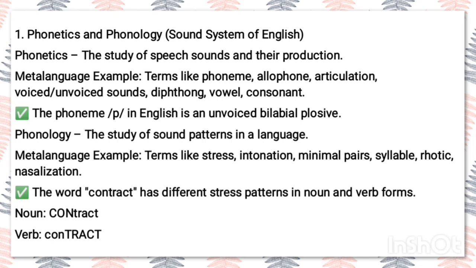Next one is phonology. In phonology, we focus on patterns in sound. We talk about stress, intonation, and minimal pairs, words that differ by only one sound, like pat and bat. For instance, the word contract is stressed differently depending on its part of speech. As a noun, contract, that means stress on the first syllable. As a verb, contract, that means stress on the second syllable.